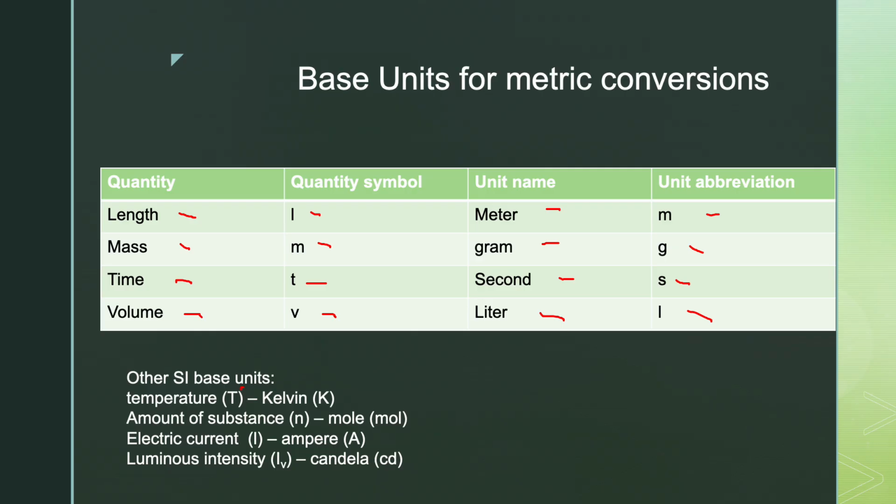We'll also use degrees Celsius. And then this is a big one for our class. The amount of a substance is abbreviated with a lowercase n, and it's measured in moles. Chemists measure amounts in moles, and we'll have more on that later.